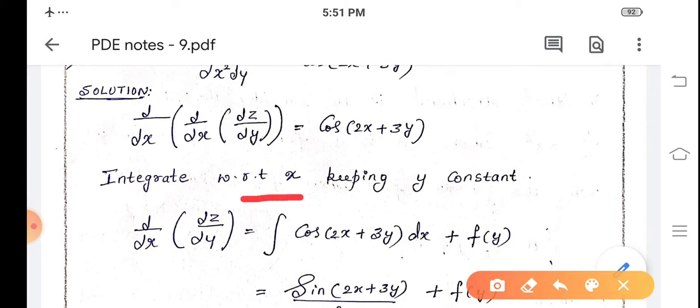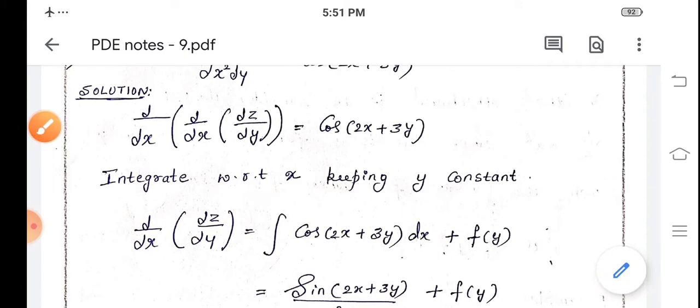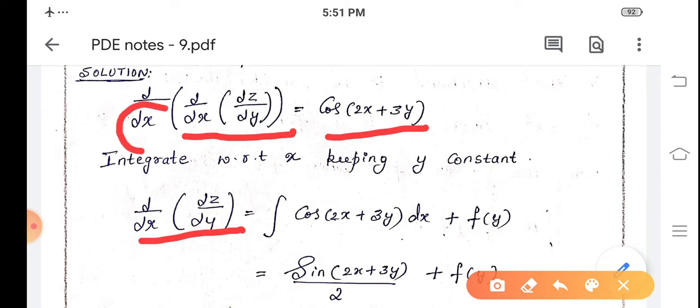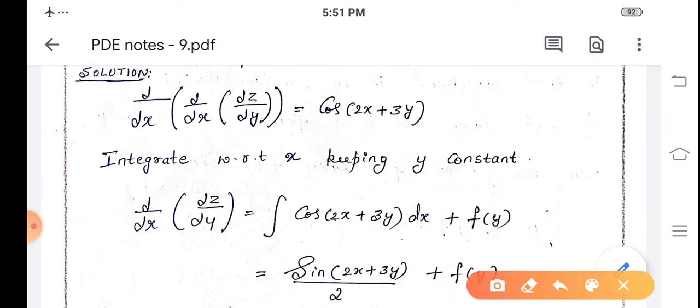So integrating with respect to x, we take y as constant. So we are getting ∂/∂x of ∂z/∂y equal to integration of cos(2x + 3y) with respect to x, plus we take the constant term as a function of y, that is f(y).